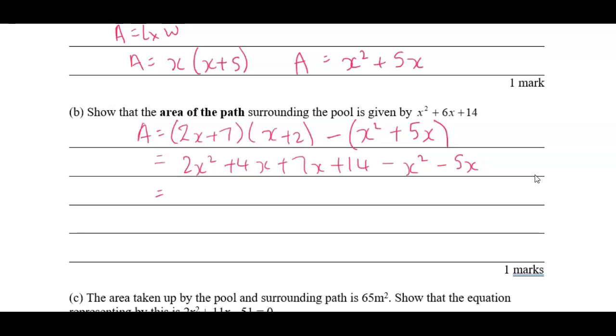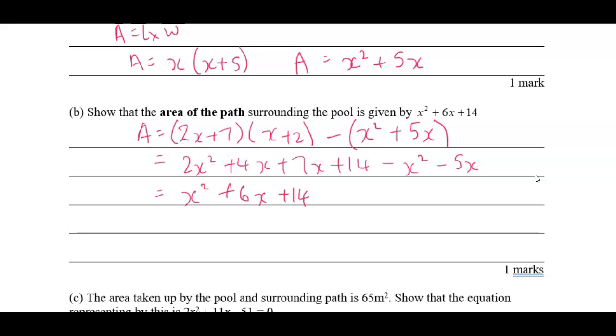So we've got 2x squared minus x squared is x squared. Then we'll bring our x-like terms together. So 4x plus 7x is 11x, minus 5x is 6x, which is good because I can see my 6x here. And then we've got the 14 by itself.